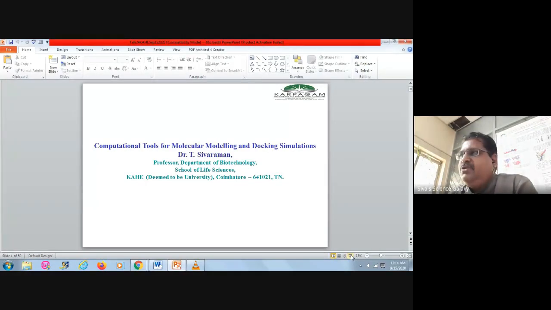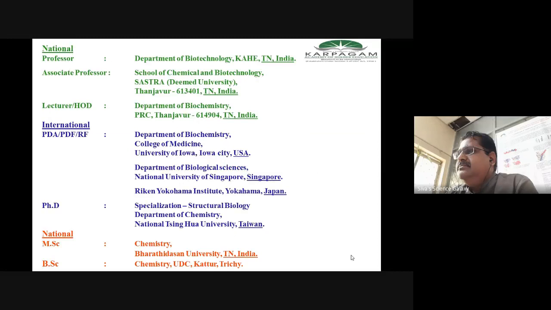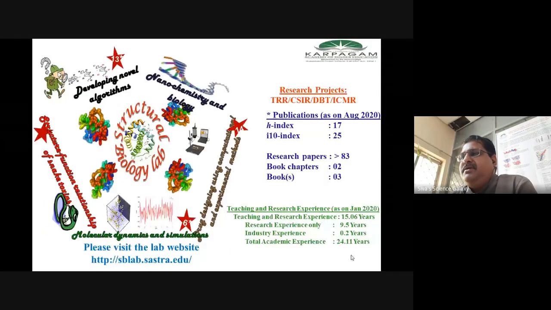Before getting into the topic, for just 1 or 2 minutes, I would like to discuss the research works we are doing right now in my laboratory. This slide is my academic path, starting from BSc to professor at present. As you can see, all my degrees, BSc, MSc, PhD, are in chemistry. I have been a faculty member in the Departments of Biochemistry, Bioinformatics, and Biotechnology. And these are my research areas.